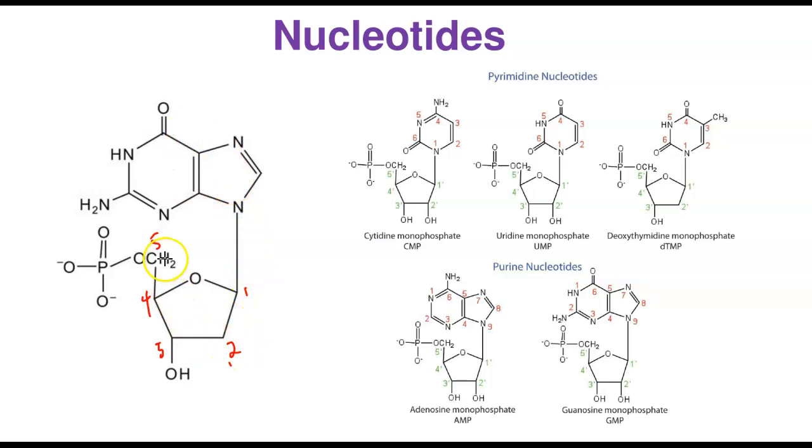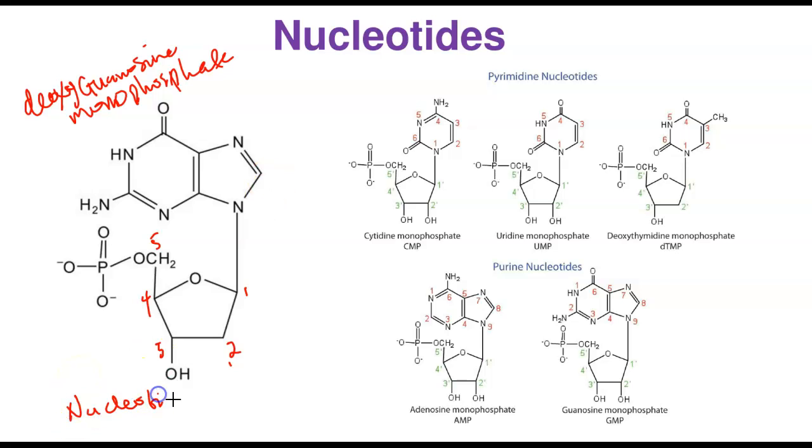When you add a phosphate group at this carbon number 5, you form what is now called guanosine monophosphate. That's exactly what this is, and it is a nucleotide. This is a nucleotide, which is the common repeating unit of all the polynucleotides like DNA and RNA.